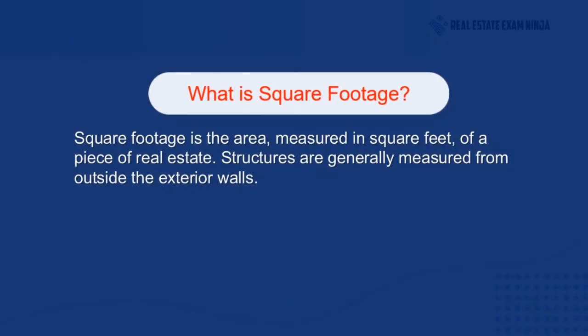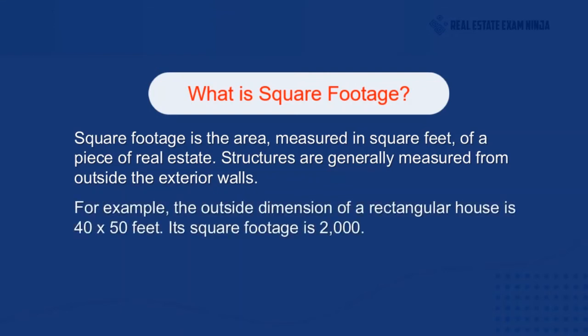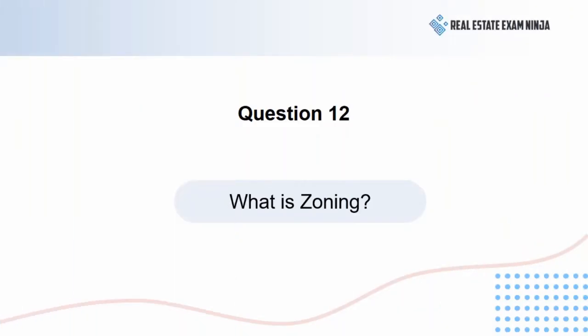What is square footage? Square footage is the area, measured in square feet, of a piece of real estate. Structures are generally measured from outside the exterior walls. For example, the outside dimension of a rectangular house is 40 by 50 feet. Its square footage is 2,000.